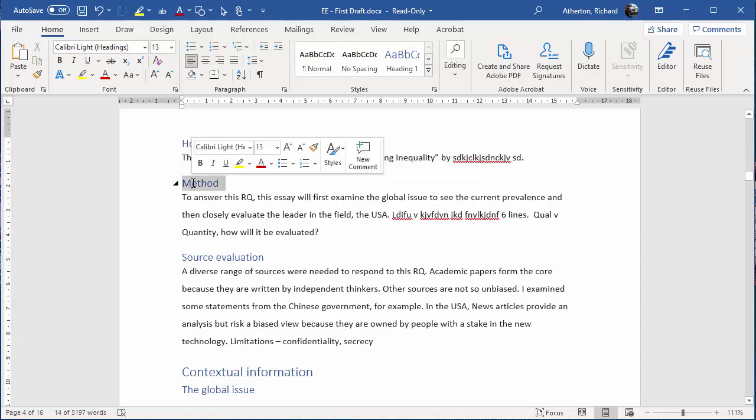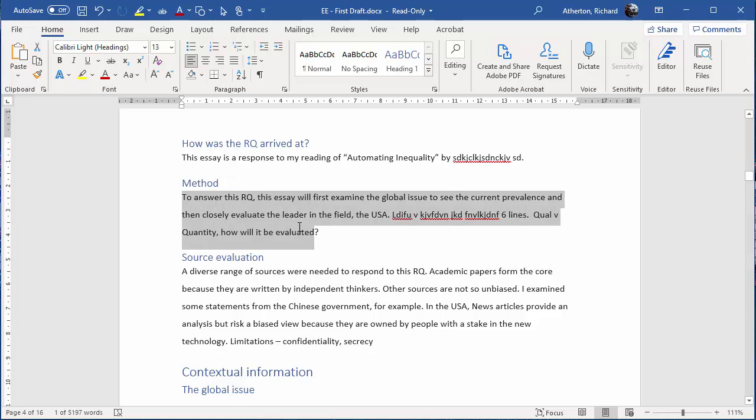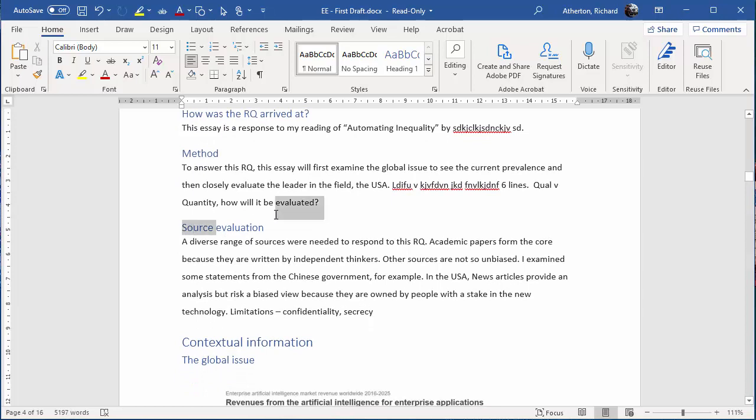Then the method. This is the only subheading that I would actually leave in. The method is, and you go through the essay, you say, well, what type of qualitative or quantitative data have you got? How is it going to be evaluated? What is the structure of your argument? Very, very, very important section. 6 lines on this.